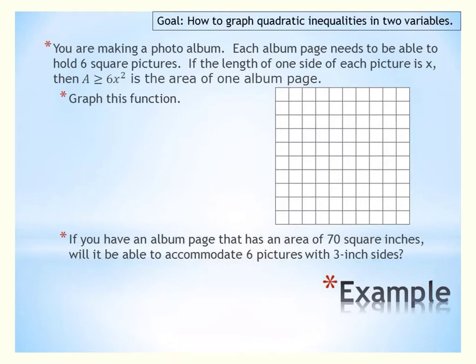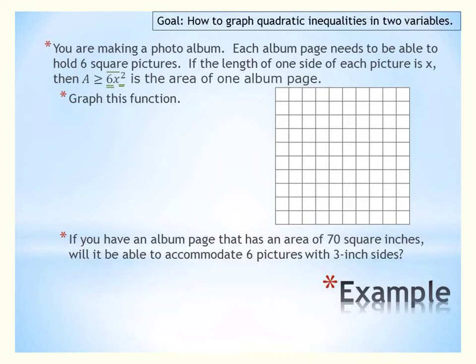Okay, so here we're going to use this ability to graph quadratic inequalities to solve a word problem. You're making a photo album. Each album page needs to be able to hold 6 square pictures. If the length of one side of each picture is x, then A is greater than or equal to 6x squared is the area of one album page.